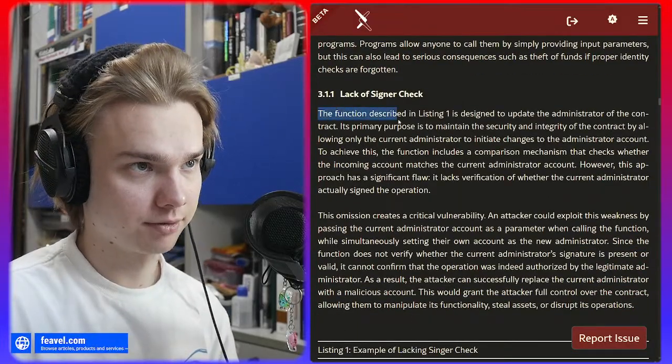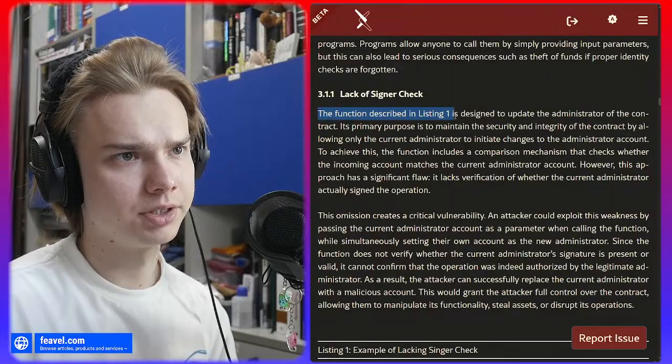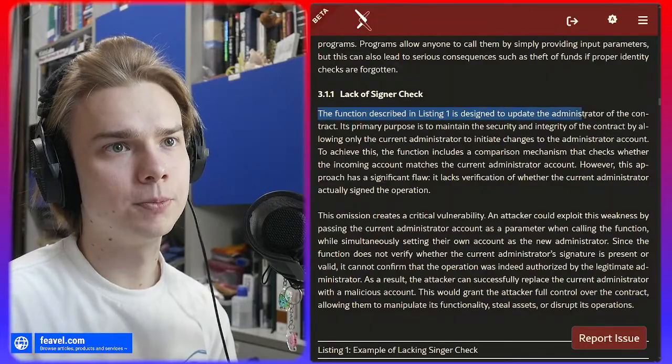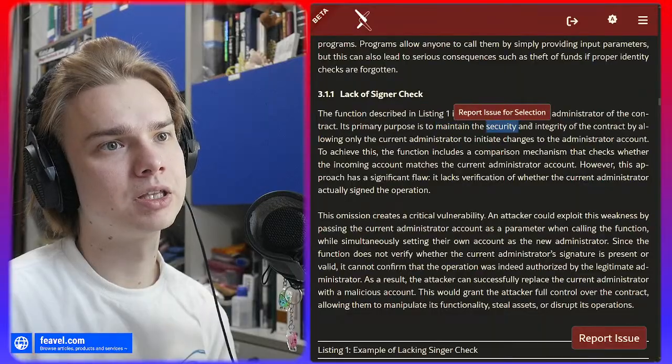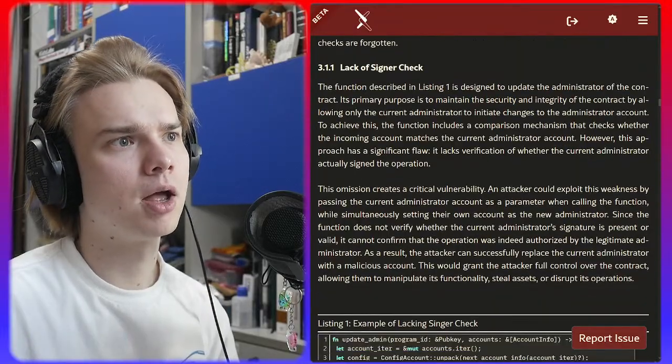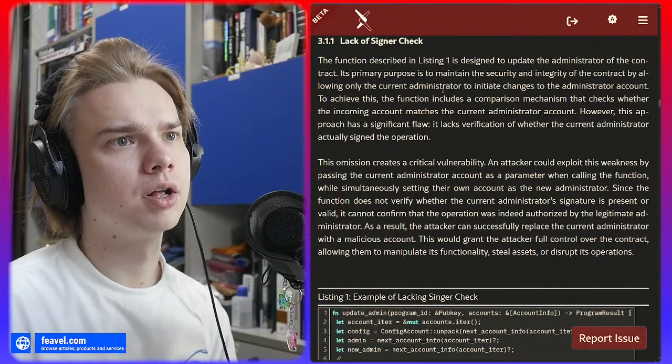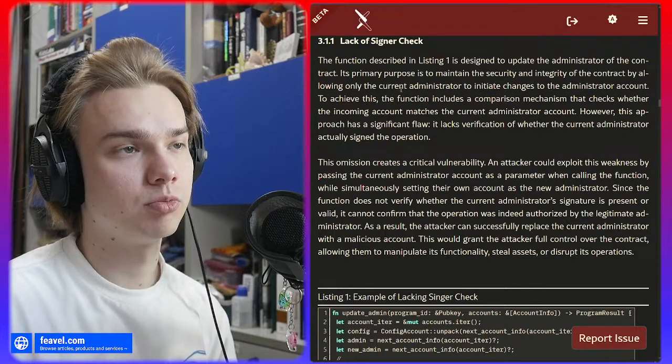Lack of signer check. The function described in Listing 1 is designed to update the administrator of the contract. Its primary purpose is to maintain the security and integrity of the contract by allowing only the current administrator to initiate changes to the administrator account.